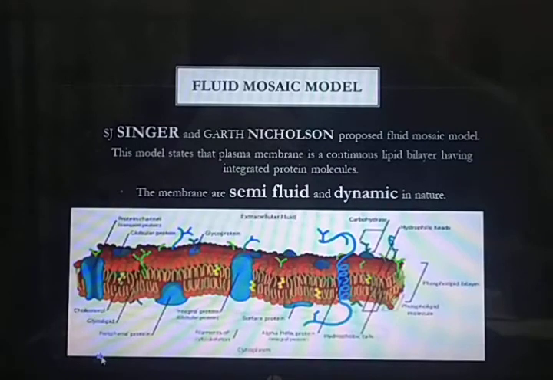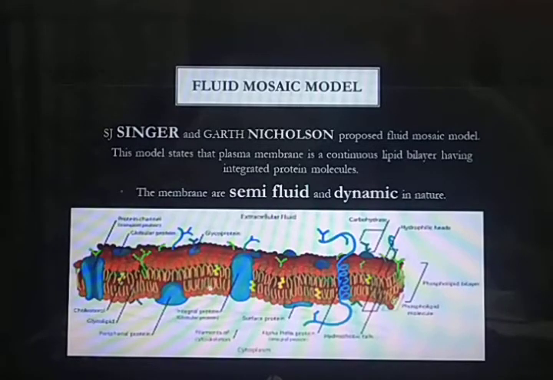Now when many scientists started working on the structure of the cell, two scientists came forward, Singer and Nicholson. They gave the model of the plasma membrane structure, which stated that the plasma membrane is a continuous lipid bilayer. Lipid is a chemical substance. You can see here the circular structure and the two yellow legs. This is one lipid, and this is a continuous layer of the lipid. Downside also you can see this lipid. This is the second layer of the lipid. That's why it is called a continuous lipid bilayer. Bilayer means two layers, right?